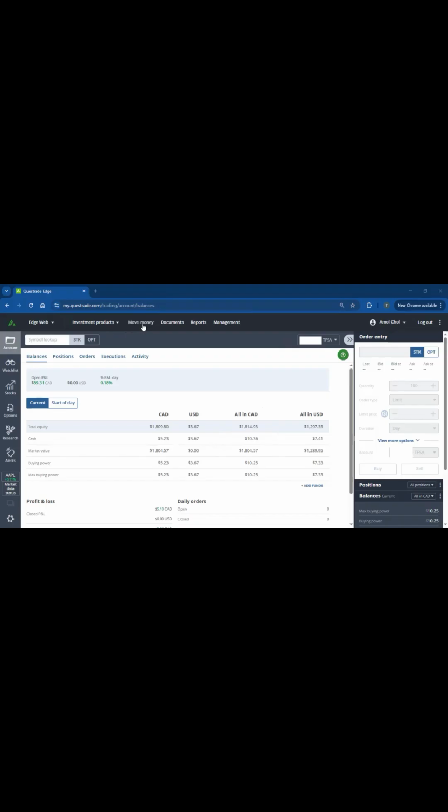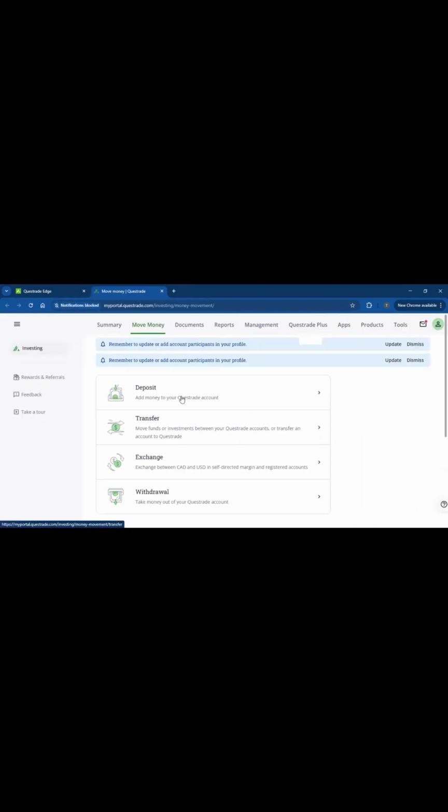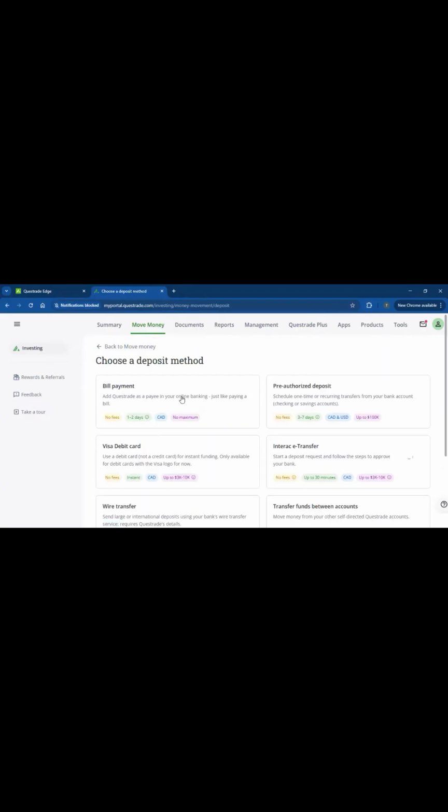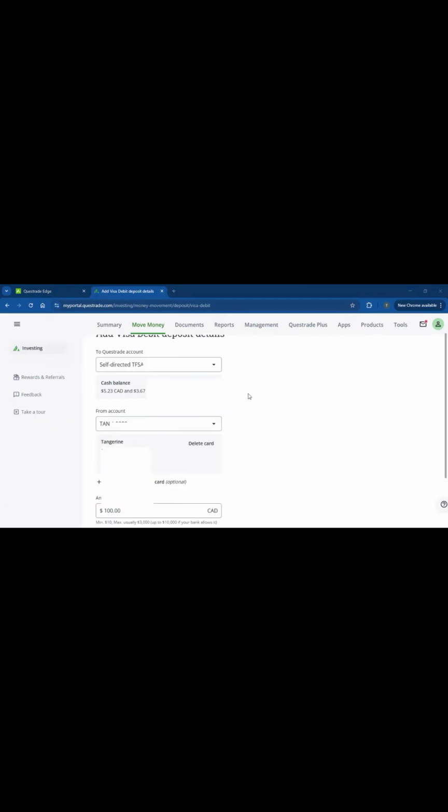So we need some money so we can buy more of our shares that pay us dividends. If you go from there, you go to move money. You click deposit. From deposit, you have so many options. I use the Visa debit card. So we choose a Visa debit card and we put in all the information that we want, and we are going to submit and move our money.